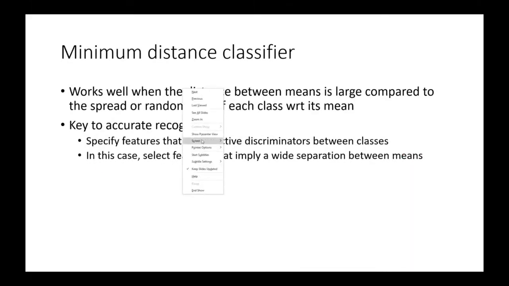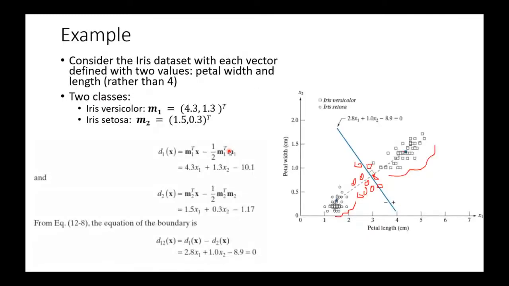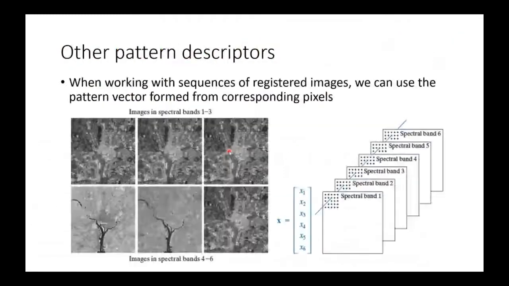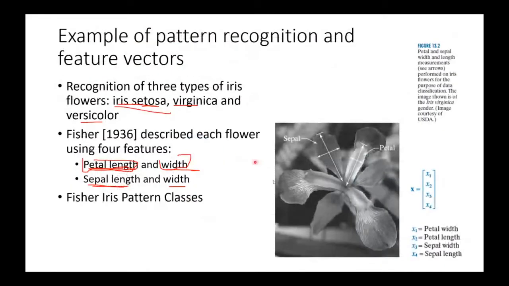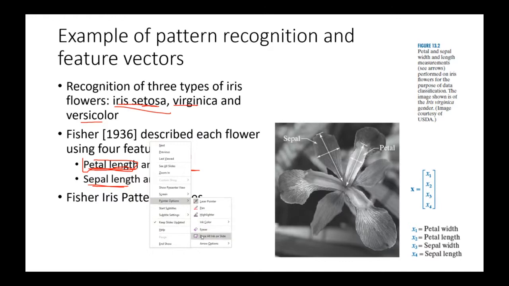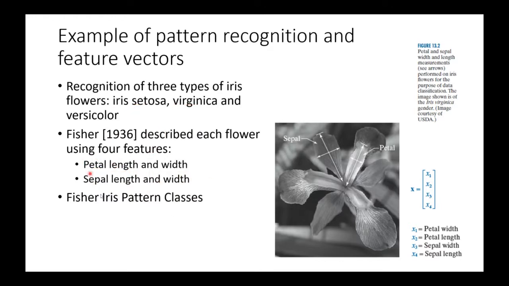So some keys to accurate recognition. Right. So that's difficult. That's the human input. You should specify the features. You should find good features. You should find very good discriminant features. In this case, this was the job of Fisher in 1936, to find these classes, right? So what are the features? These features: the petal length, width, sepal length, and width. So this was Fisher who found this.